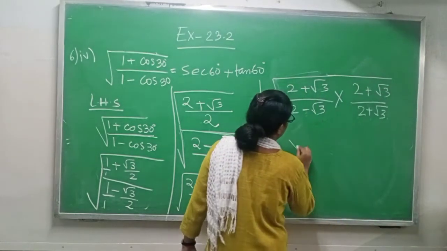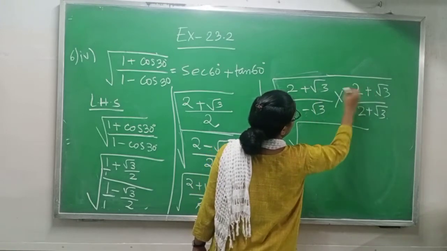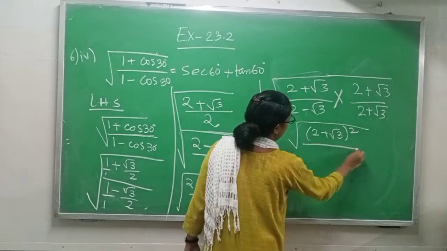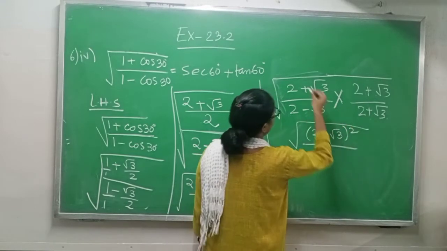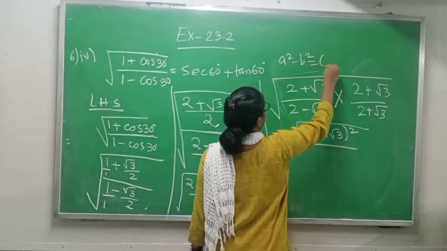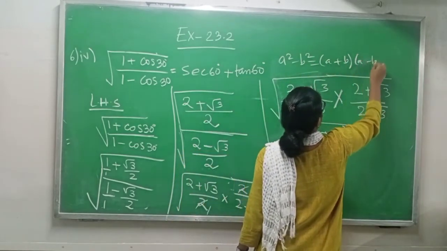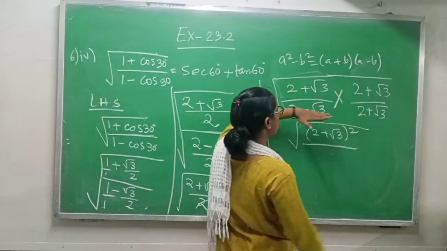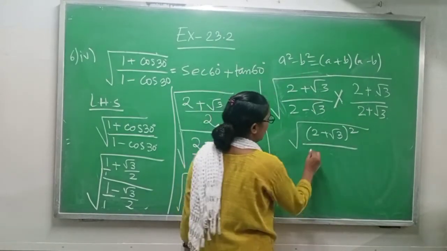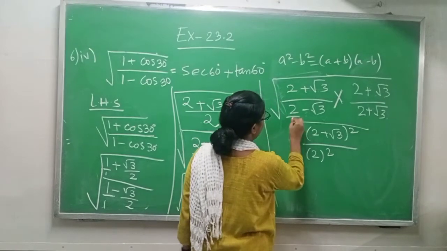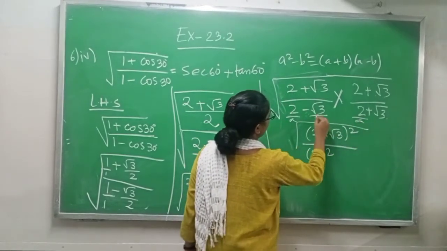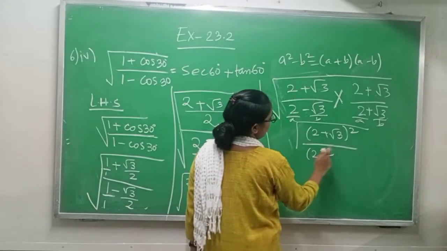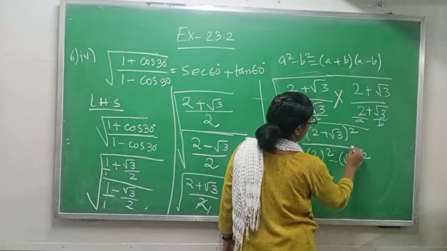Okay. Now after that, 2 plus root 3, 2 plus root 3, between this you have multiplication. So you can write 2 plus root 3 whole square by 2 minus root 3, 2 plus root 3. The formula of a square minus b square is a plus b, a minus b. So in place of a plus b, a minus b, you can write a square minus b square. It means you can write 2 square, because here we have a as 2 and root 3 is b. Okay. So you can write a square minus b square, means 2 square minus root 3 whole square.